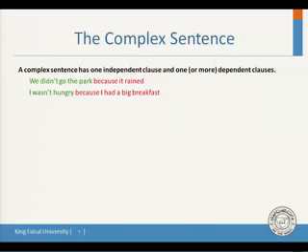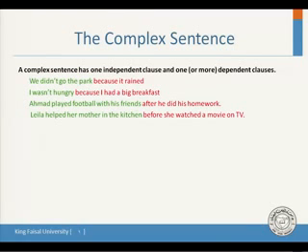I wasn't hungry because I had a big breakfast. Where is the dependent clause? Which one? Because I had a big breakfast is dependent. Ahmed played football with his friends after he did his homework. Very good. Layla helped her mother in the kitchen before she watched a movie on TV.